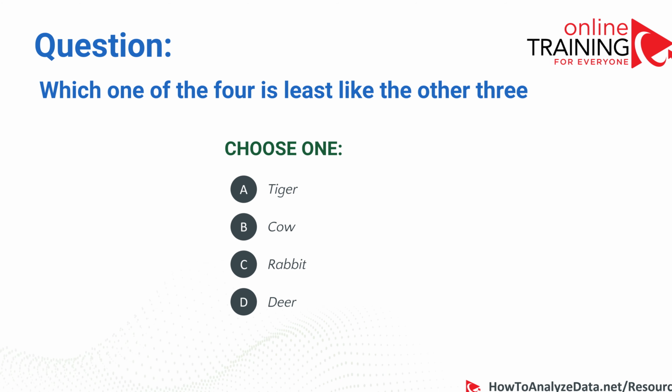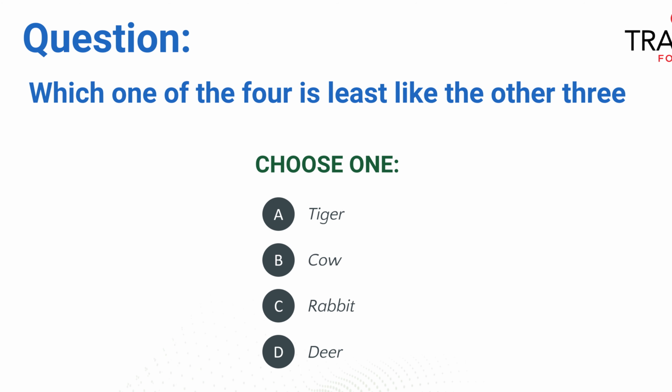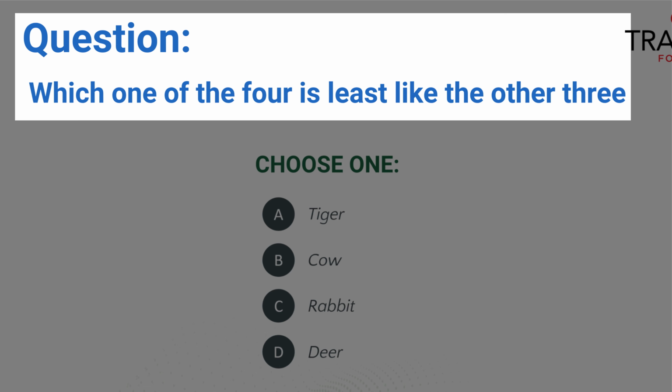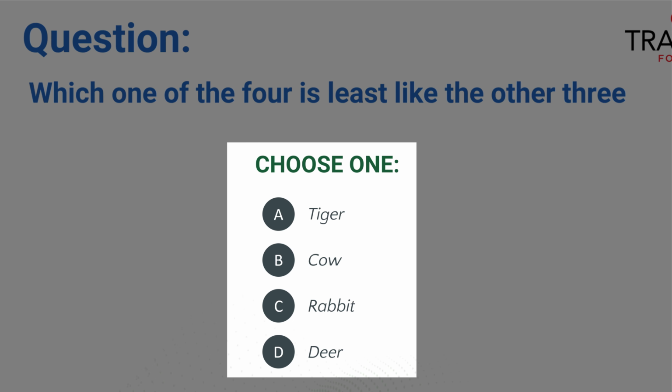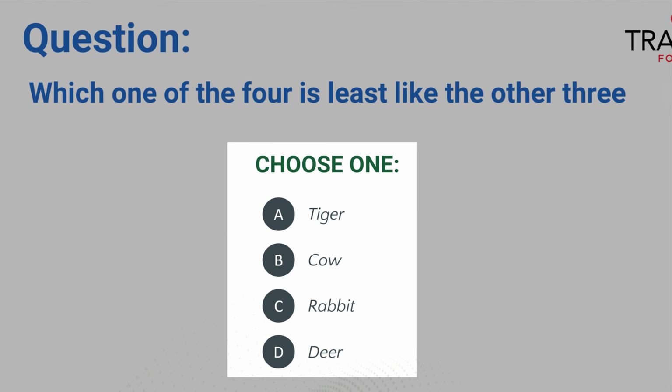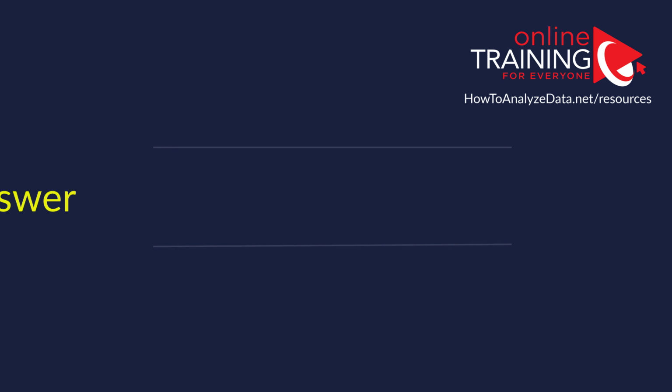Let's look at another tricky question. Which one of the 4 is the least like the other 3? And then we need to choose the correct answer. Tiger, cow, rabbit, or deer. Which one do you think is right?